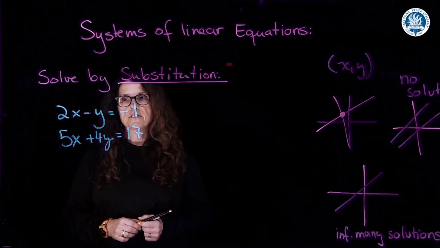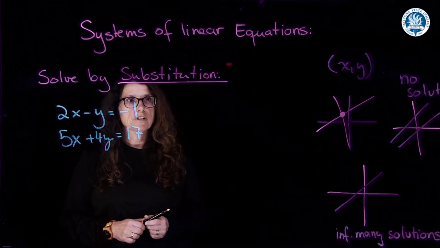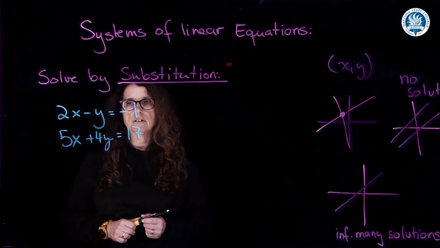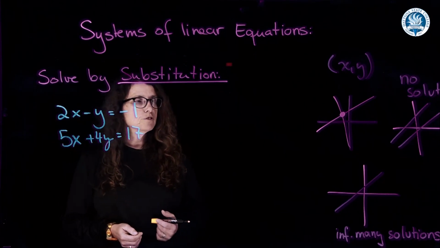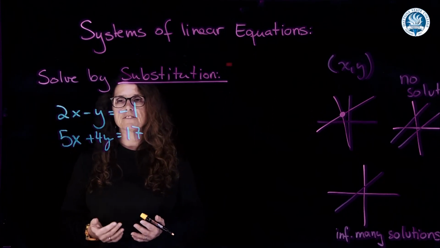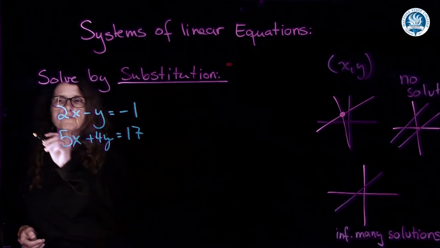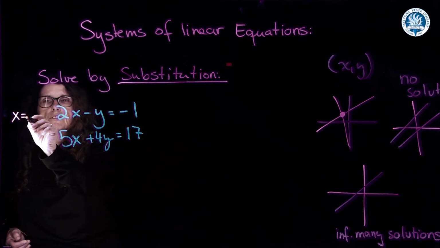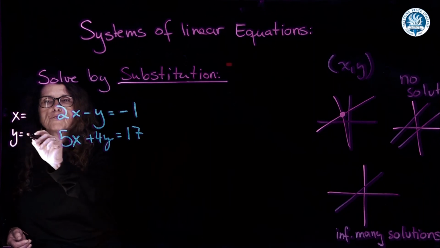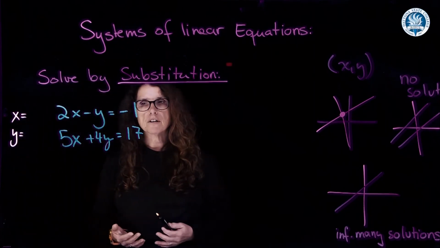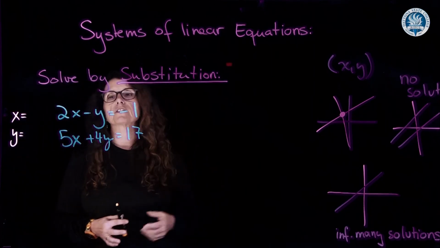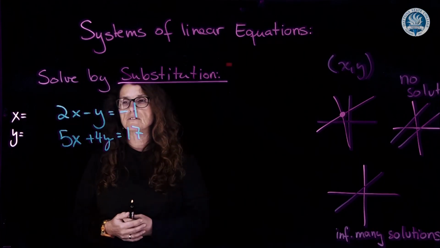Let's solve this system of linear equations by substitution method. For substitution method, one of the variables has to be isolated. That needs to be our first step. So one of the variables needs to look like x equals or y equals. You have to decide which one you think is the easier one to rearrange.